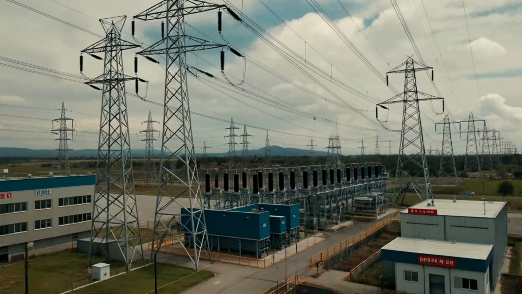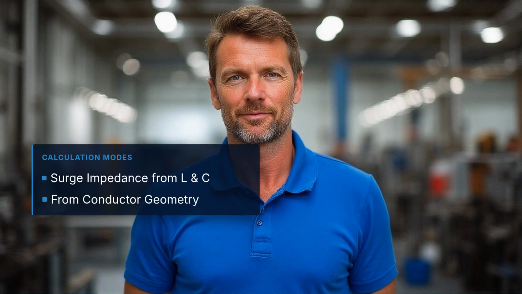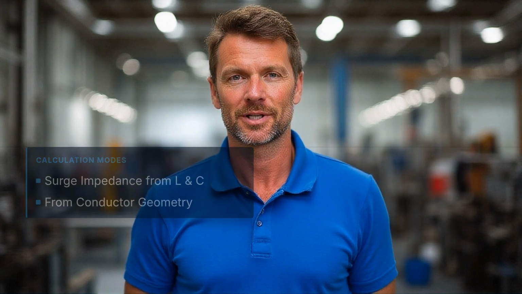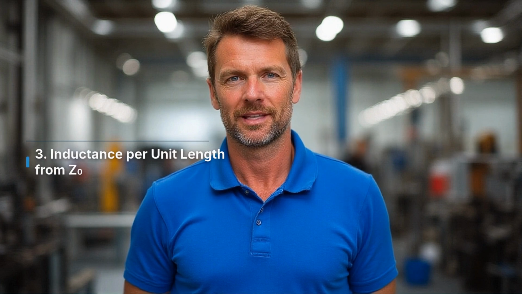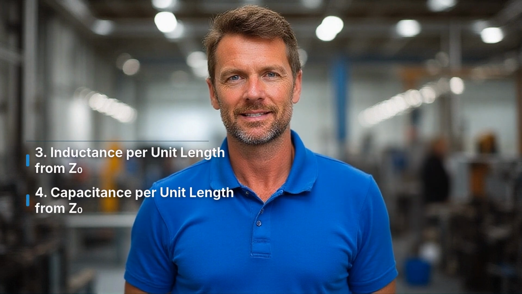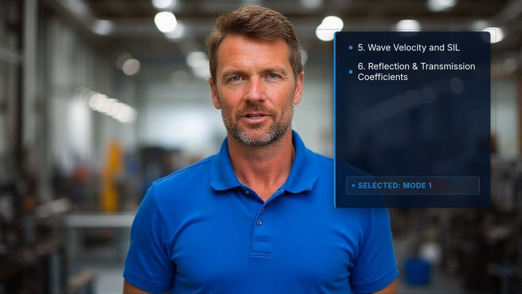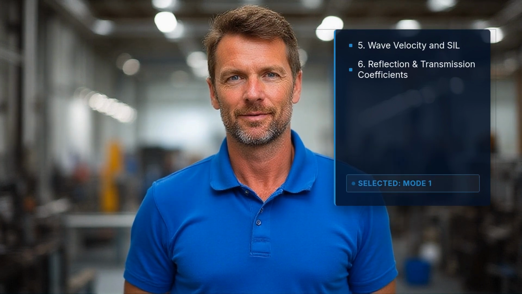The Surge Impedance Interactive Calculator helps engineers determine transmission line characteristics for power system analysis. This calculator has 6 calculation modes: calculate surge impedance from L and C, calculate surge impedance from conductor geometry, calculate inductance per unit length from Z0, calculate capacitance per unit length from Z0, calculate wave velocity and SIL, and calculate reflection and transmission coefficients. For this demonstration, I'm using calculate surge impedance from L and C.